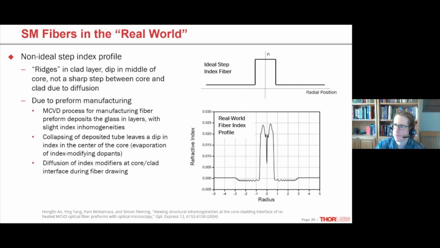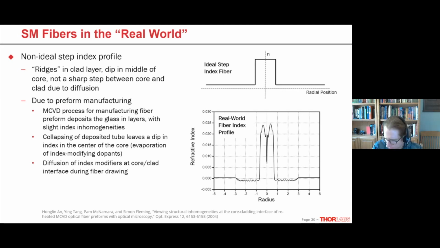Actually, since you're on this slide, I'm not sure if you can see on that graph, but how sharp is the edge of the index step? Does it go from high to low in 1 nanometer, 100 nanometers?